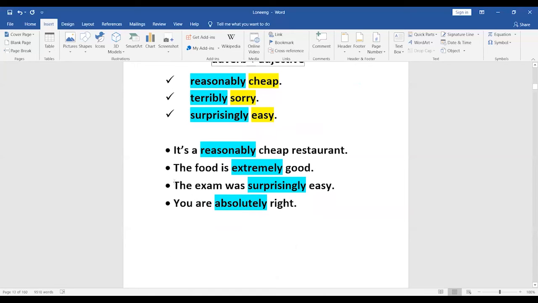Likewise, let's take a look at an example. The exam was surprisingly easy. So the exam here is the noun, and how was the exam? The exam was easy, and so easy becomes the adjective. And surprisingly, how was it like? It was surprisingly easy, and because surprisingly adds more meaning to the verb, surprisingly is the adverb here.